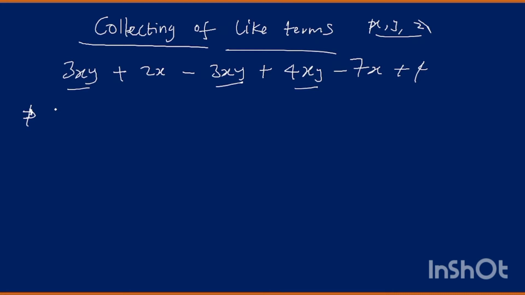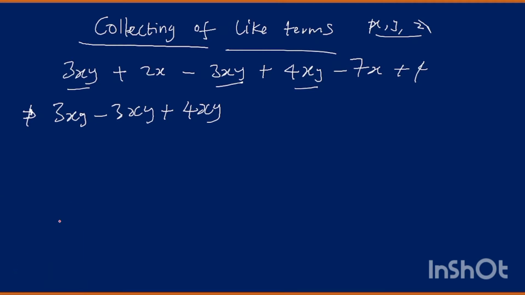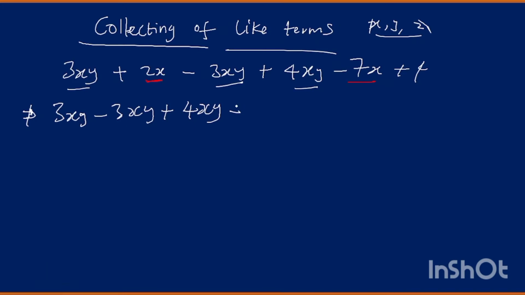So we can collect that by saying 3xy minus 3xy plus 4xy. If we check again, the next term there is 2x. So we look for, is there any other term that has x? This is 2x and this is minus 7x. Both of them are like, so we collect them. That will give me 2x minus 7x. This is just a constant, plus 4.